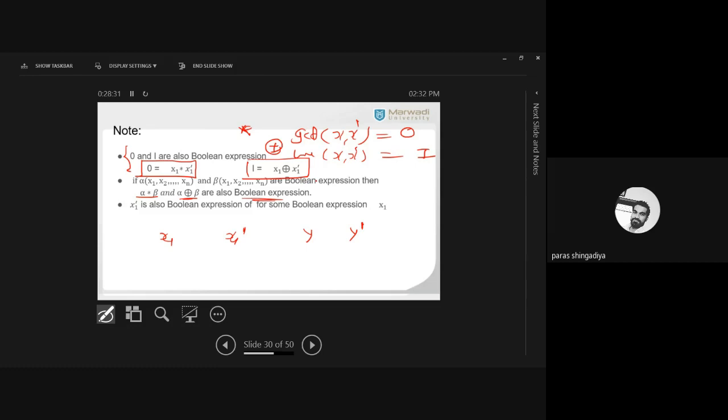Okay, what is the form of x1 ring sum x1 dash? That is equal to the I element. And x1 star x1 dash will be the 0 element.